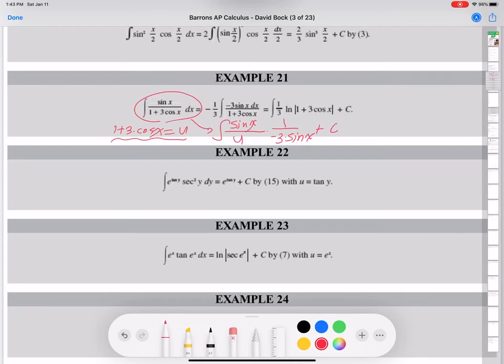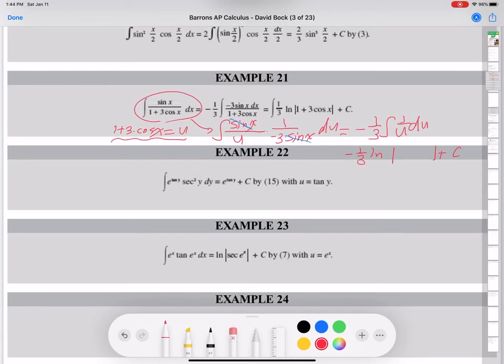I'm sorry, not plus c. It is du, I mean. And then cross out, sine x cancels out. What is the leading coefficient? The coefficient is negative 1/3. The integral of 1 over u du. Yeah, the integral of 1 over u is ln absolute value of u. So negative 1/3 ln absolute value of u plus c.